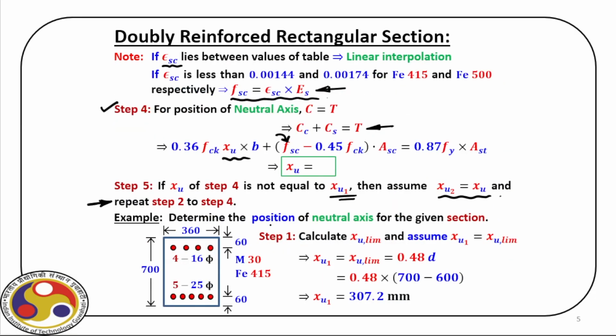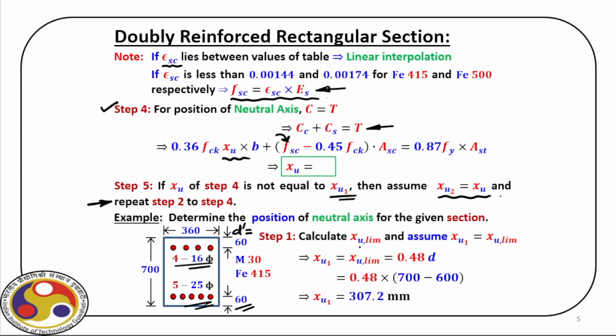We determine the position of the neutral axis for this given section. What is given here? The width of the beam is 360 millimeter. Total depth is 700 millimeter. D prime is 60 millimeter. The grade of concrete is M30 and steel is Fe415. The effective cover is also 60 millimeter. We have 4 16-diameter bars in the compression zone and 5 25-diameter bars in the tension zone. So let us start the iterative procedure.